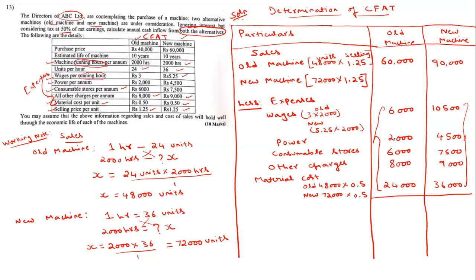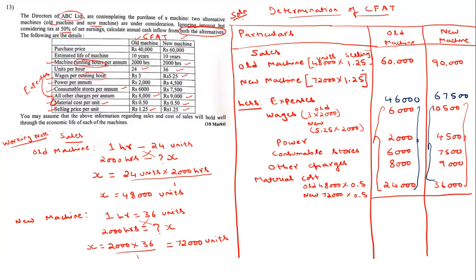Now, if you add 6,000, 2,000, 6,000, 8,000, and 24,000, you will be getting all together of this as 46,000. So I'll be writing here 46,000 all together. And now if you total up all these expense particulars, whatever you have written, 10,500 plus 4,500 plus 7,500 plus 9,000 plus 36,000, you will be getting 67,500, the total expenses for the new machine.